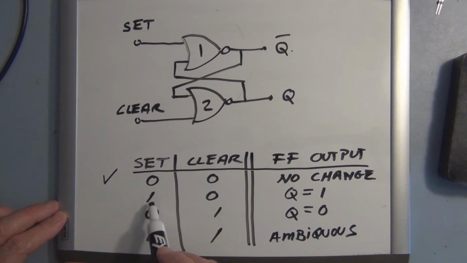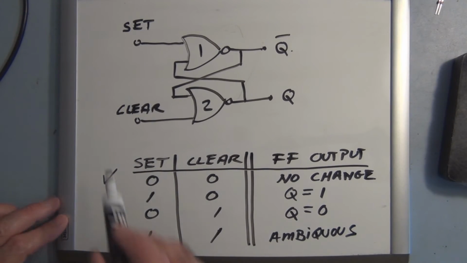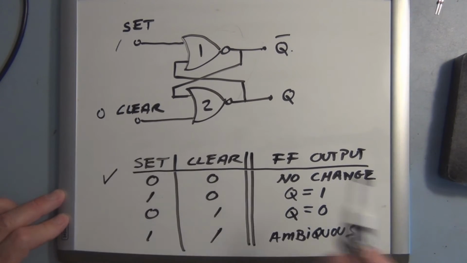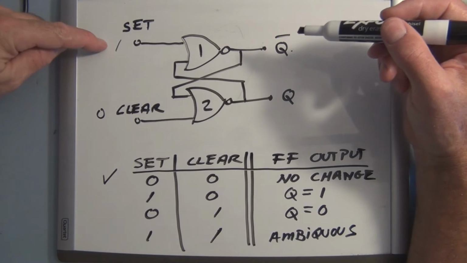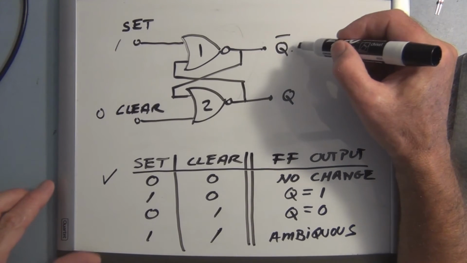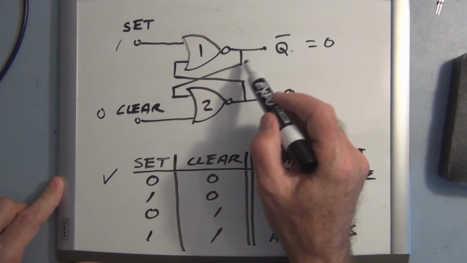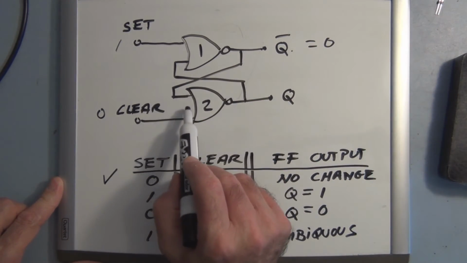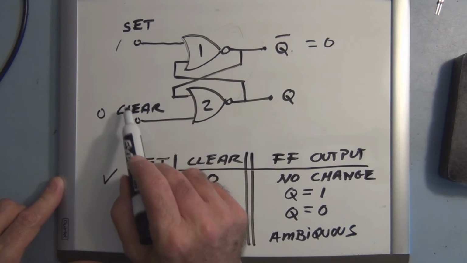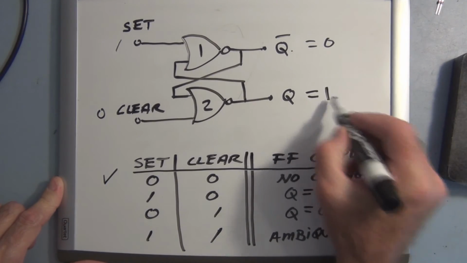Now let's see what happens when we have set equal to 1 and clear equal to 0. As soon as we have a 1 on one of the inputs to this NOR gate, that forces Q naught to 0. That 0 is fed back to the input of the second NOR gate, and we know that a 0 and a 0 on the inputs of a NOR gate is equal to a 1.